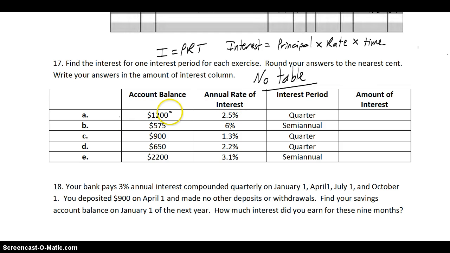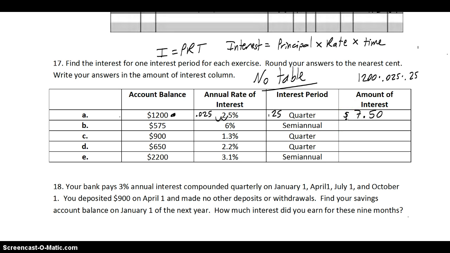You're just literally going to take 1,200 times, don't forget, rewrite this as a decimal. Move this 2 places, so it'll be 0.025. And quarterly, that would be either 1/4 if you're okay with fractions, or that will be 0.25. So you're literally just multiplying 1,200 times 0.025 times 0.25, and you should get a nice even $7.50.